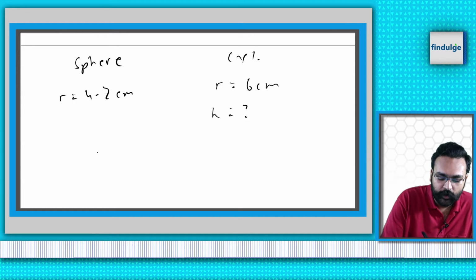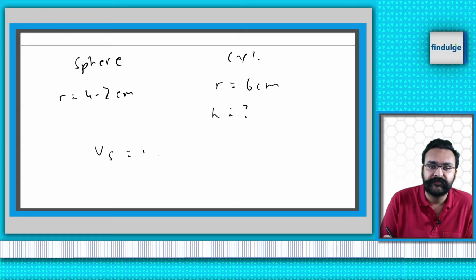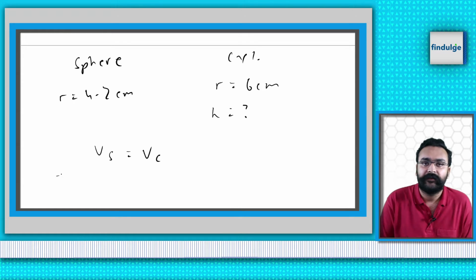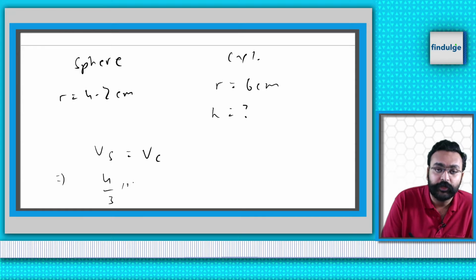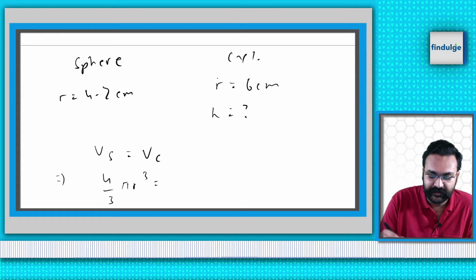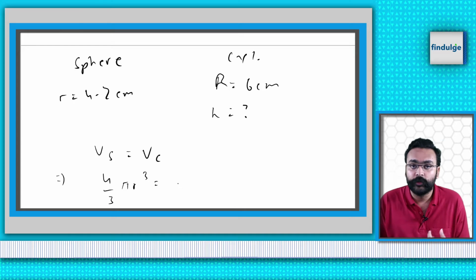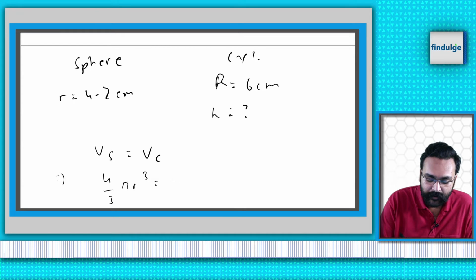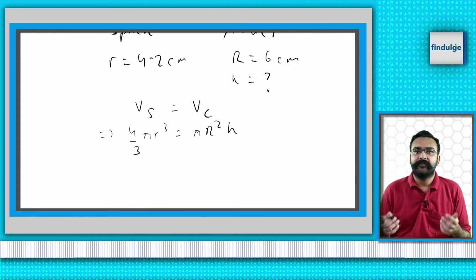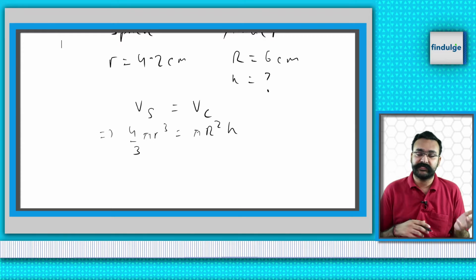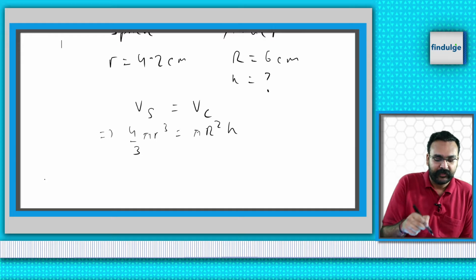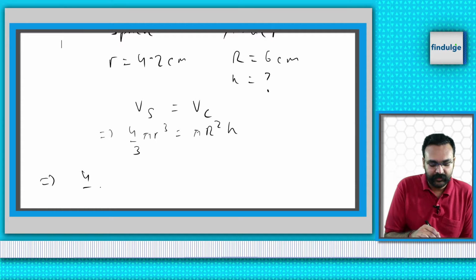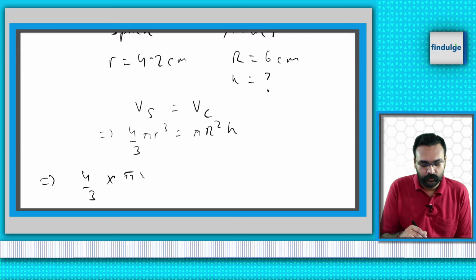So since volume of sphere is equal to volume of cylinder, this means that the volume of the sphere, which is 4 by 3 pi r cubed, is equal to, I will actually make this a different R to avoid confusion, the volume of the cylinder, which is pi R square into h. So now that we've seen the relationship between the volumes, we plug in our values. So what we will get over here is 4 by 3 into pi into r cubed.